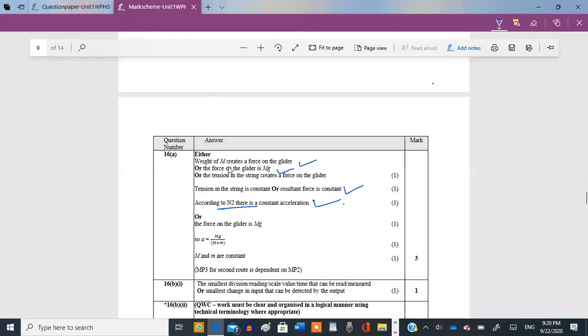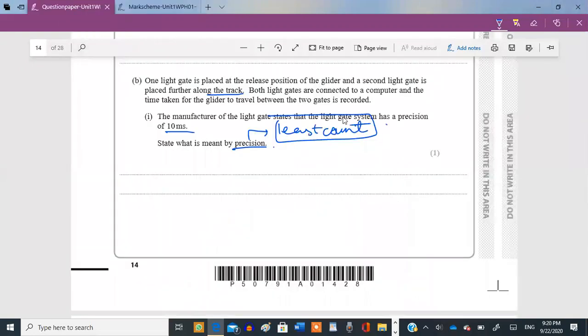You could just copy that down or write it from the marking scheme. The smallest division, smallest reading on the scale, smallest change in input. Okay, the first one is better: the smallest reading or the least count that can be read or measured.